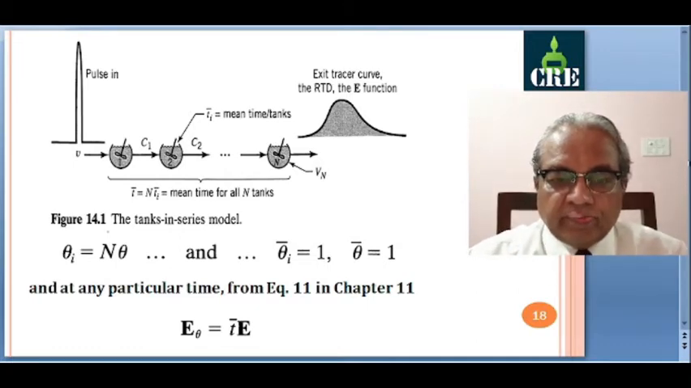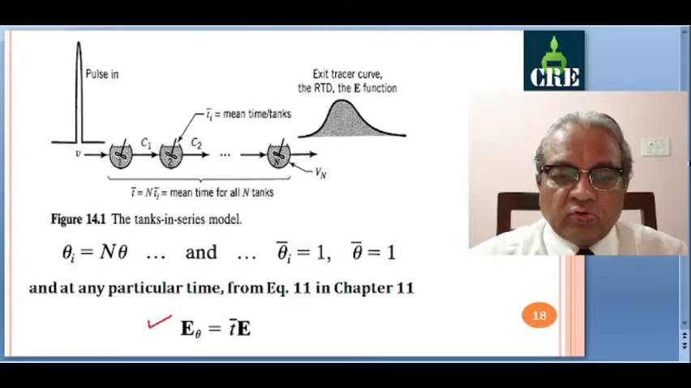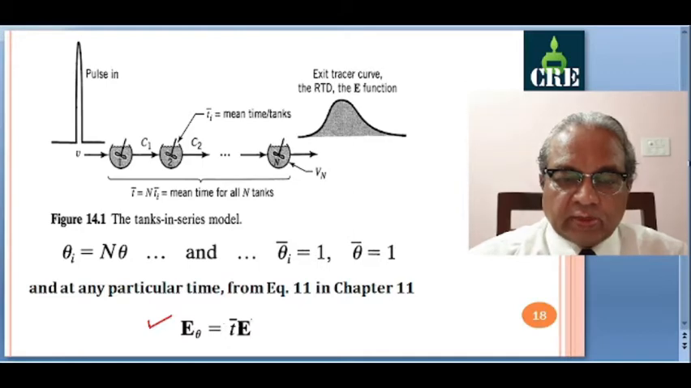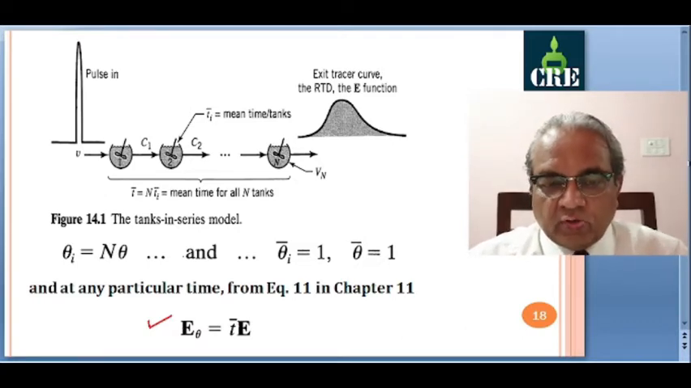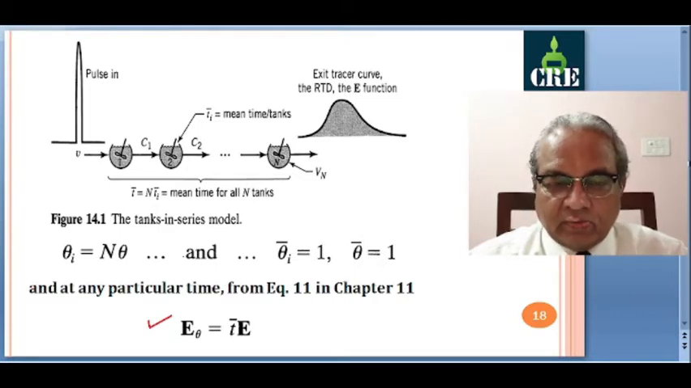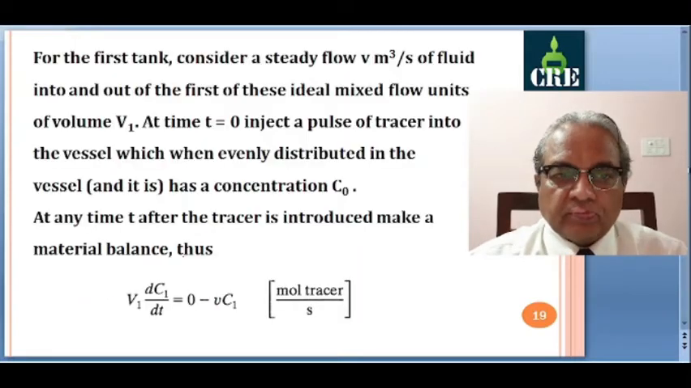And at any particular time, if this is valid, then E theta is t bar into E. This we are taking from chapter 11. E theta is equal to t bar E. So t bar has dimensions of time, and E has dimensions of time inverse. So this is the dimensionless variable E theta. So wherever you have theta in the subscript or theta, that is used for a dimensionless variable. It can be dimensionless time, dimensionless concentration and so on.